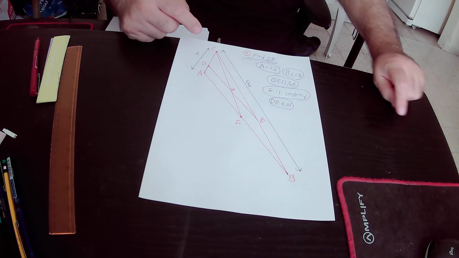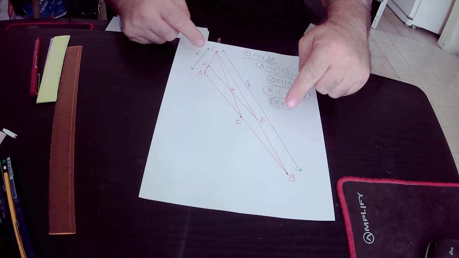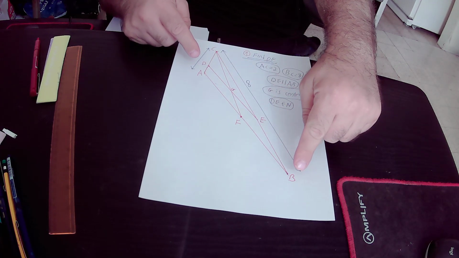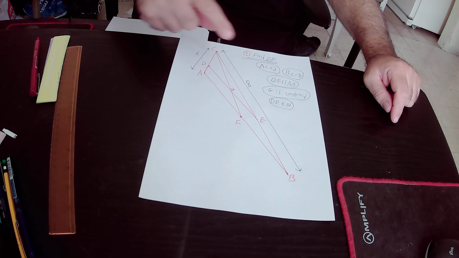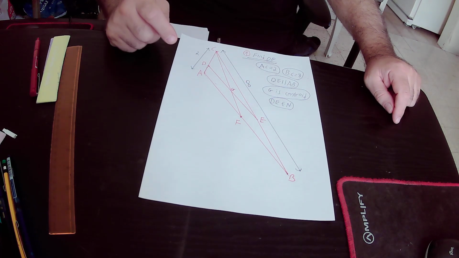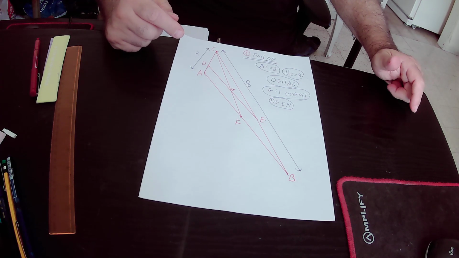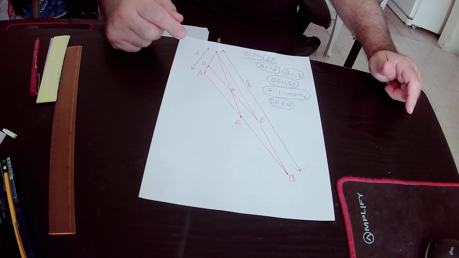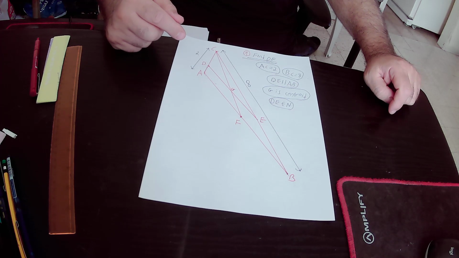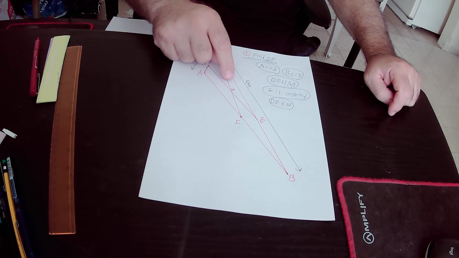We also know that line segment DE is parallel to side AB of the triangle. DE is parallel to AB. And we also know that the size of DE is a number that belongs to the natural numbers. And we also know that this point G is the centroid of triangle ABC.